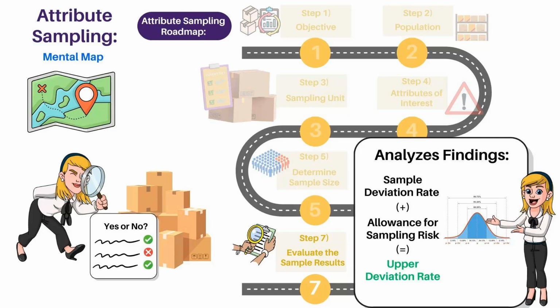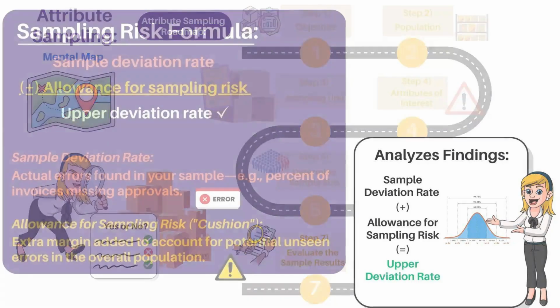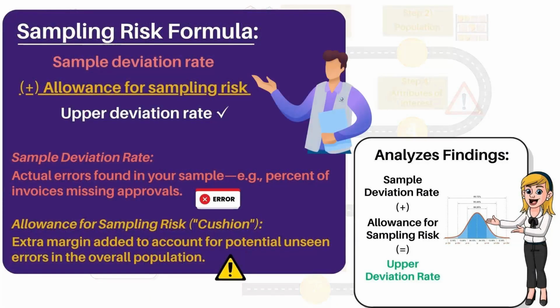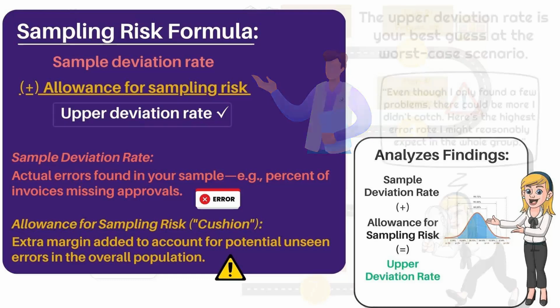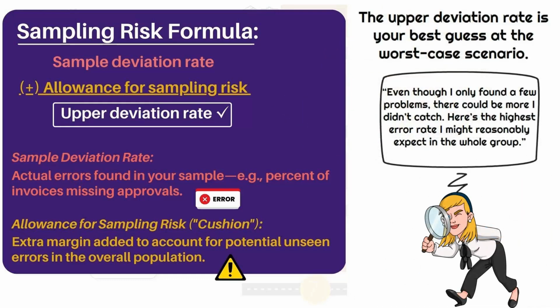To figure that out, she uses this formula. The sample deviation rate plus the allowance for sampling risk will equal the upper deviation rate. So the upper deviation rate is your best guess at the worst case scenario. Okay, so think of it like this.